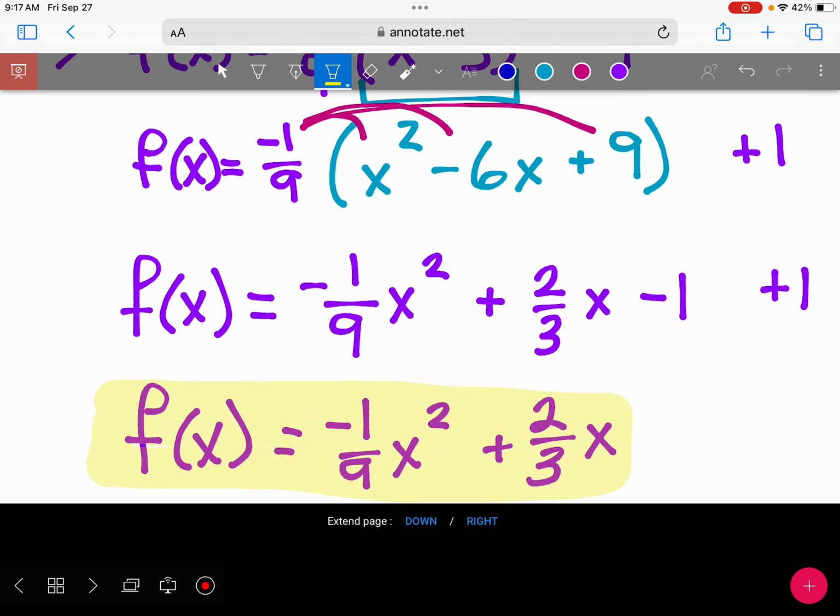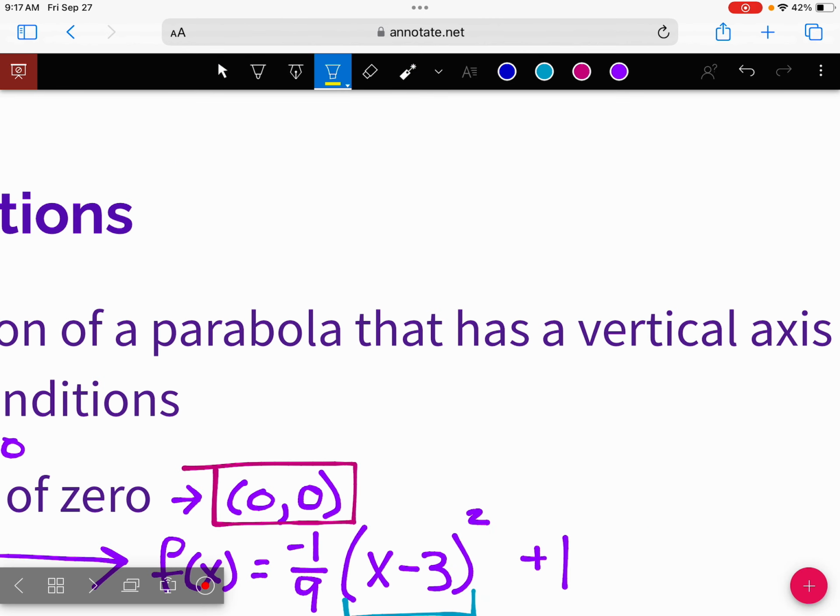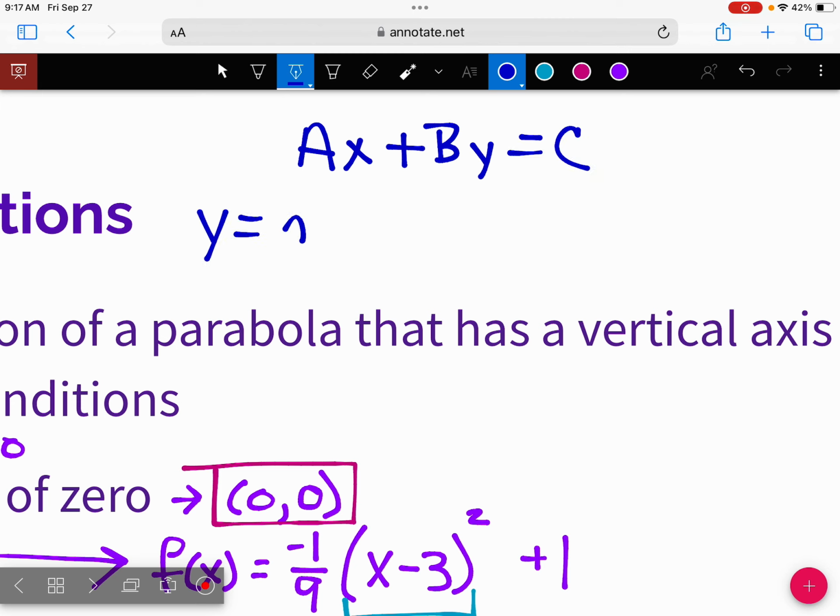Wait, so you can leave it in fractions? Yeah, we can leave it in fractions. It's only when we were in linear equations that we can't do that. Because linear equations is when it needs to be our ax plus by equals c. That's very different from y equals ax squared plus bx plus c. Because we want to have this y just a y. Otherwise, we'd have a number over there, and that makes things weird. So in linears, we don't want to leave it in fractions. But in quadratics, we absolutely can.